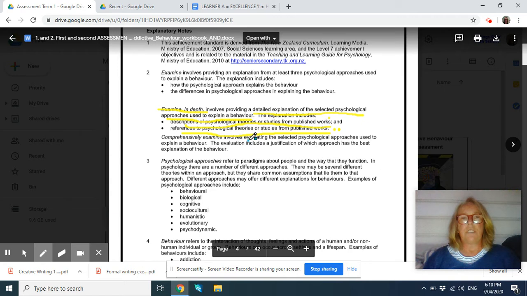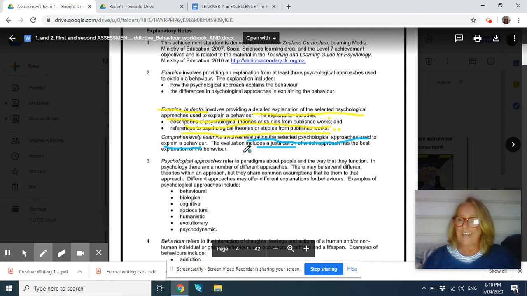Examine involves evaluating the selected psychological approaches used to explain a behavior. And this includes a justification of which approach is the best explanation. So this is where you would put some value on your three approaches that you're using.